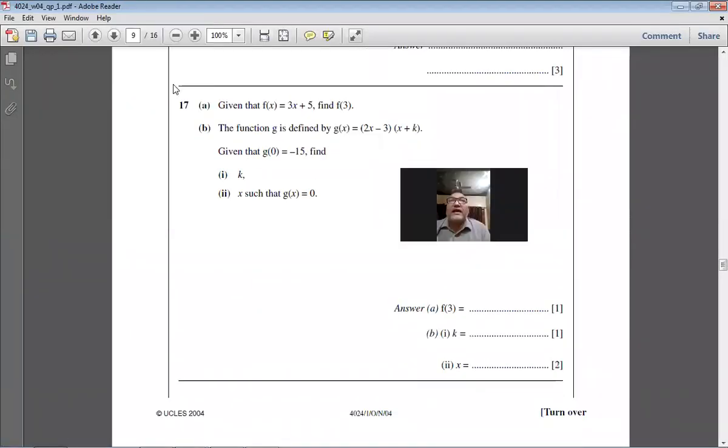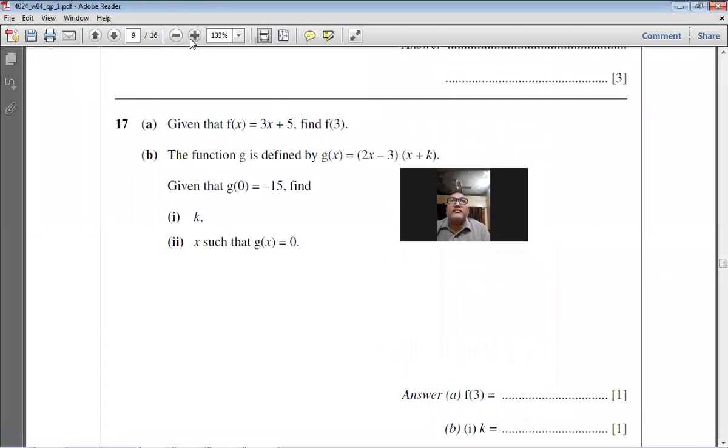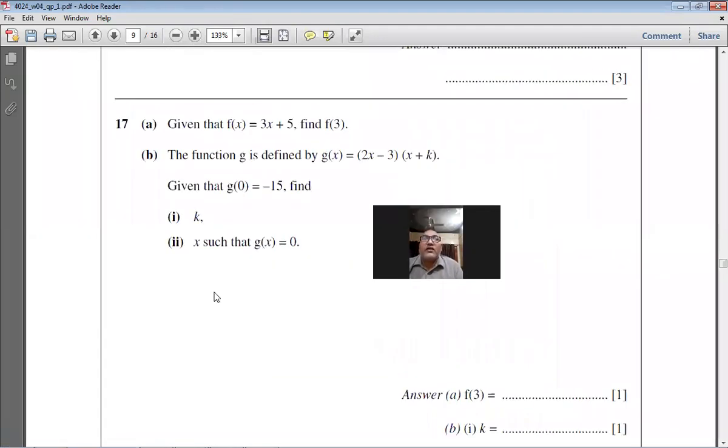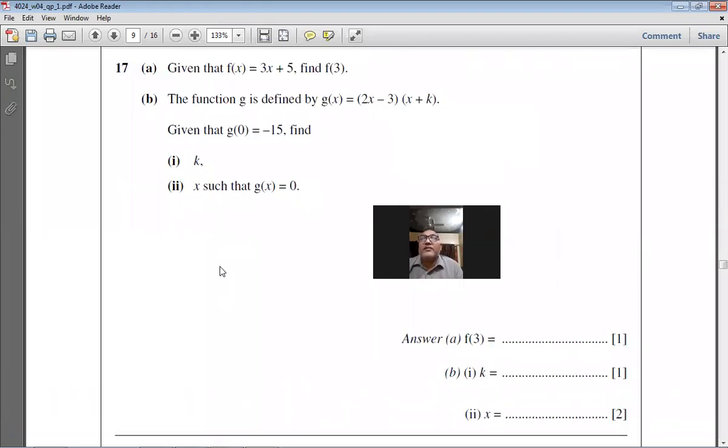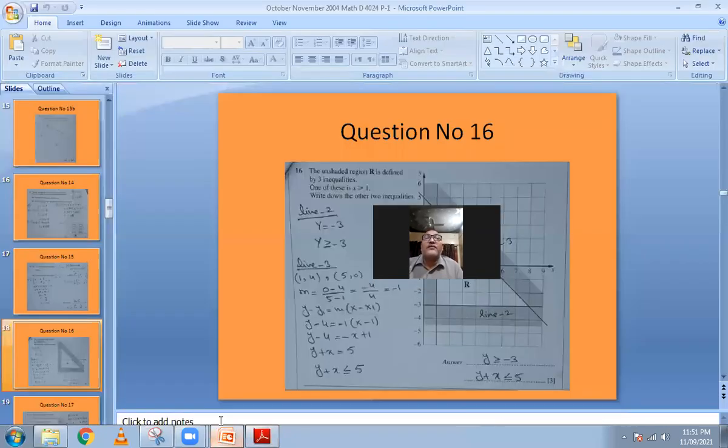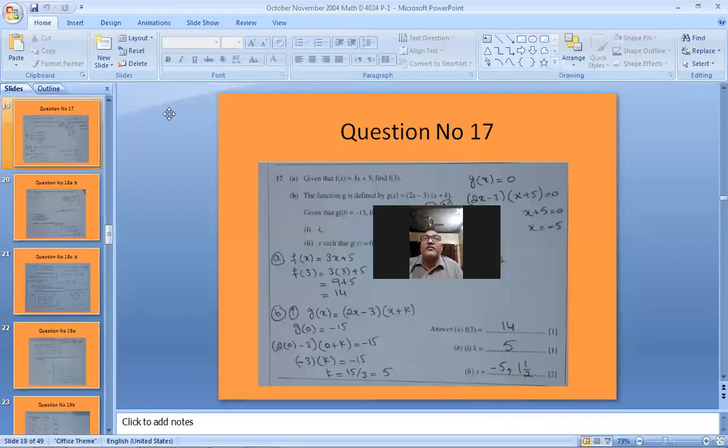Okay, so here we have question number 17 coming up on your screen. It says, given that f of x is equal to 3x plus 5, find f of 3. So here a function is given, f of x is equal to 3x plus 5, and we have to find f of 3. So in place of x, you just put 3 in this formula, and you will find the value. Let me show you my work.